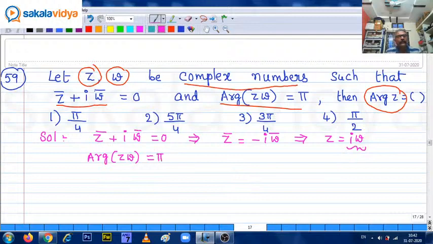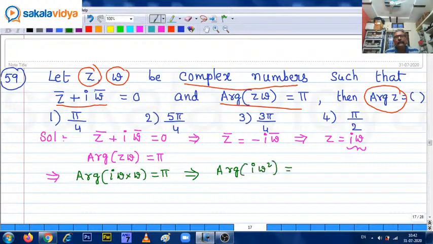Substitute Z is equal to I omega. So that means now we get arg of, instead of Z, I omega into omega equal to pi. This we can write arg of I omega square equal to pi. Sorry, we need to find out arg Z, not arg Z square. Wait, I will do the question now.